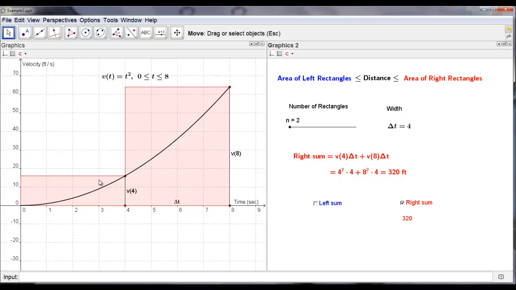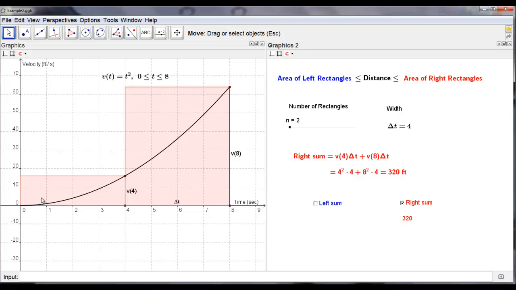So the area of this rectangle is actually greater than the distance the car travels over the first 4 seconds. And similarly, the area of this rectangle would be greater than the distance traveled over the second half of the interval. So if we add those two things together, we'll get an upper bound on the distance the car travels over the whole 8 seconds. So let's figure out what the area of those two rectangles actually is.